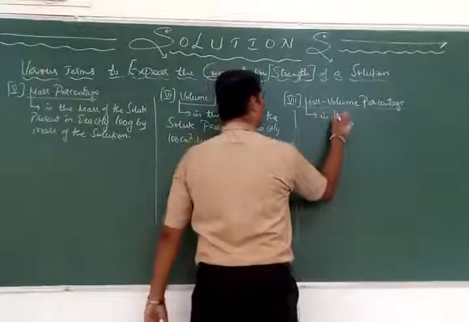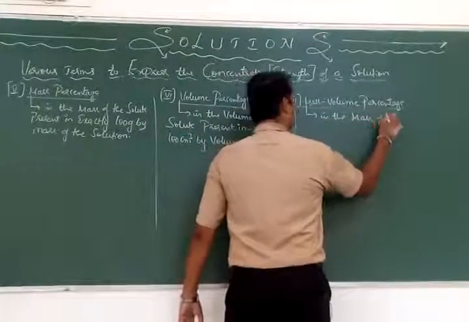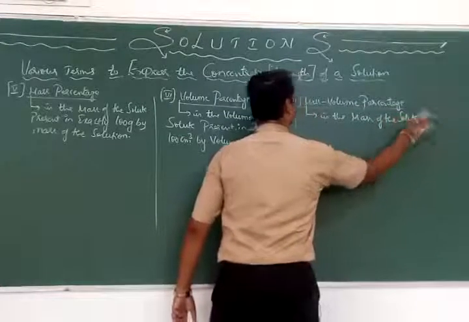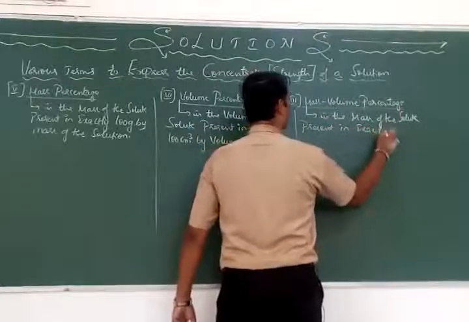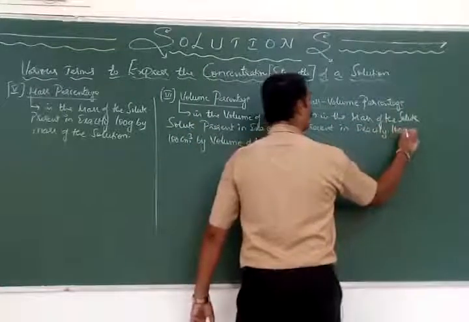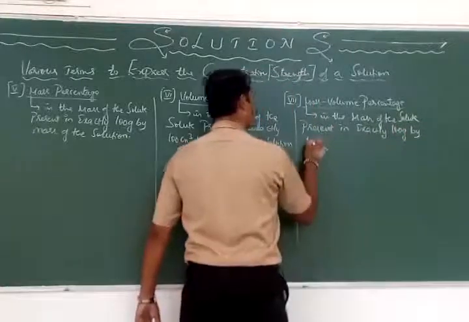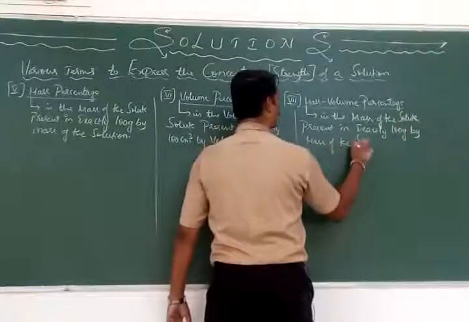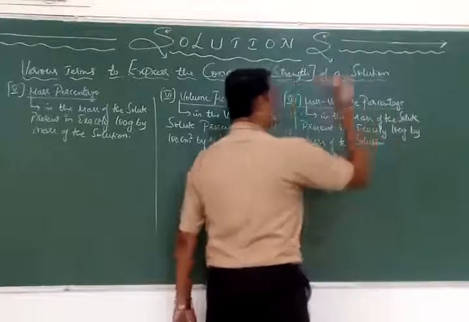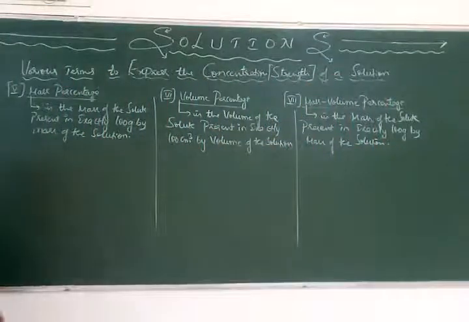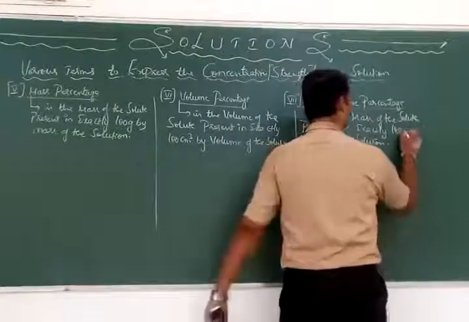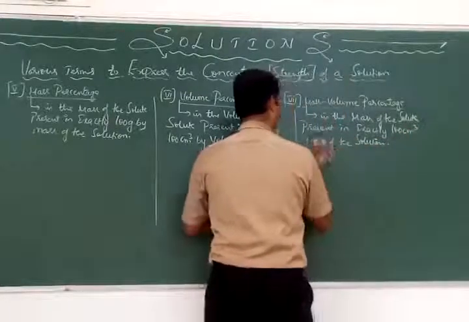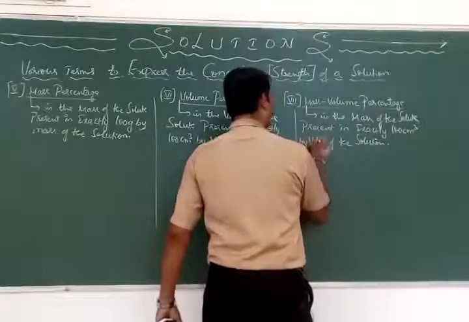It is the mass of the solute or the substance present in exactly 100 cm cube by volume of the solution. Present in exactly how much? Mass of the substance present in exactly 100 cm cube by volume of the solution.